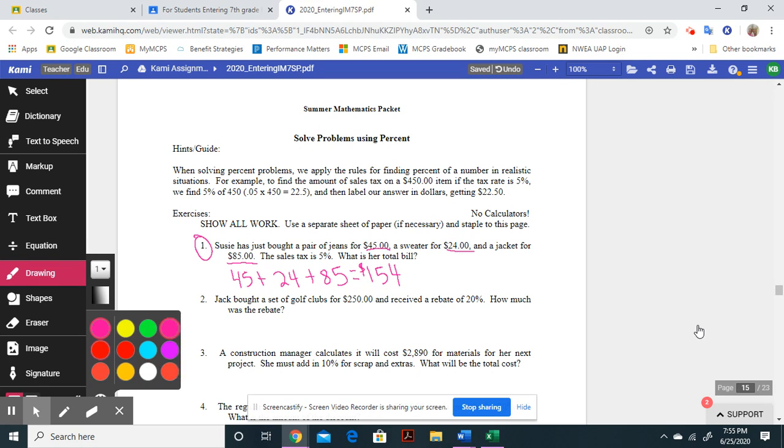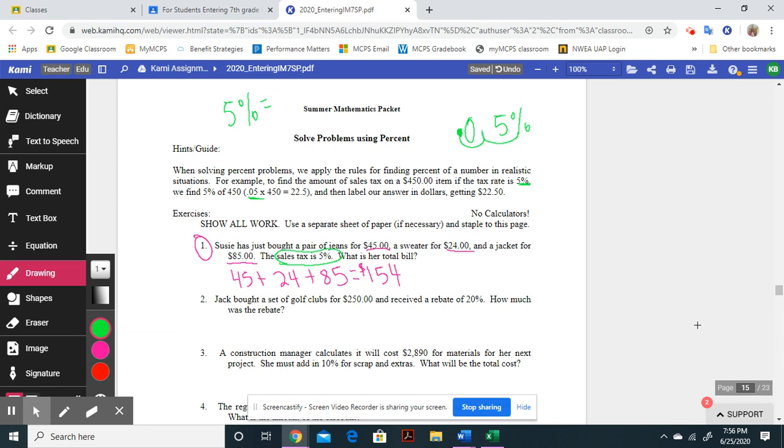But then they said, let me change the color here, green, there is a sales tax of 5%. Remember, you always pay a tax on your total purchase. If the tax rate is 5%, you're changing the 5% into a decimal, which means you take the percent sign and move it over twice to the left. One, two. So 5% is also 0.05. Instead of using the percentage, we're going to use the actual decimal.